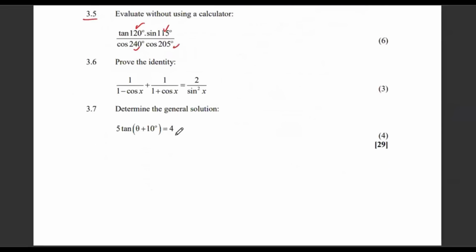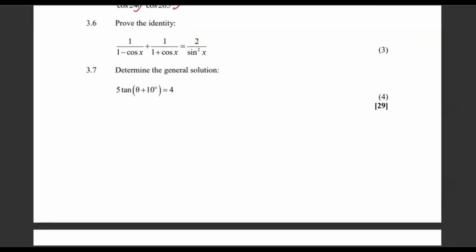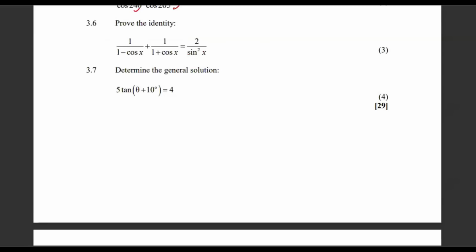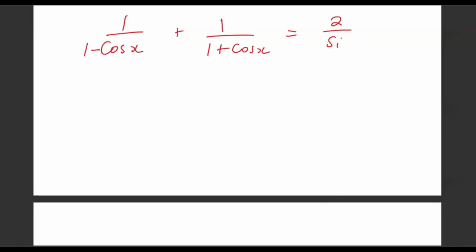Then 3.6, prove the identity. So it's 1 over 1 minus cos x, then plus 1 over 1 plus cos x. This should give us an answer of 2 over sine squared x. Okay. Whenever we are proving an identity, start with the side that has more information.